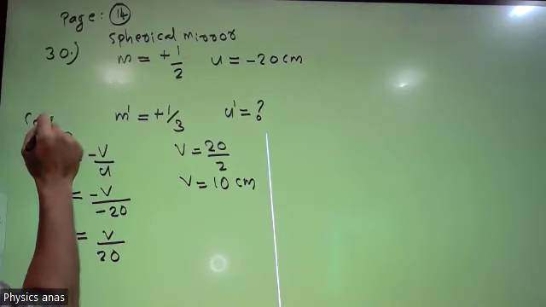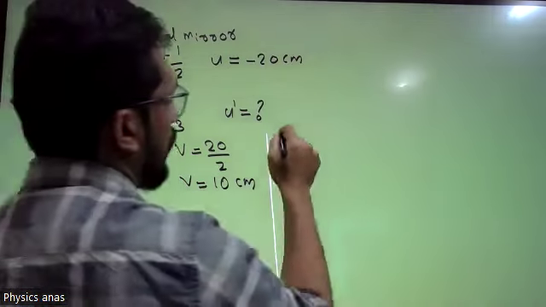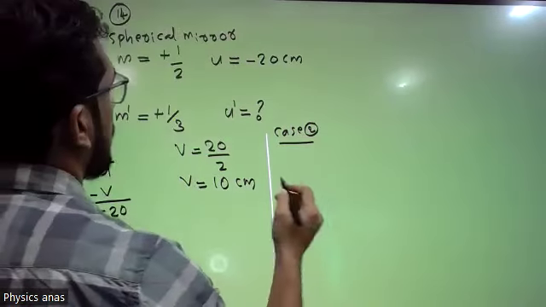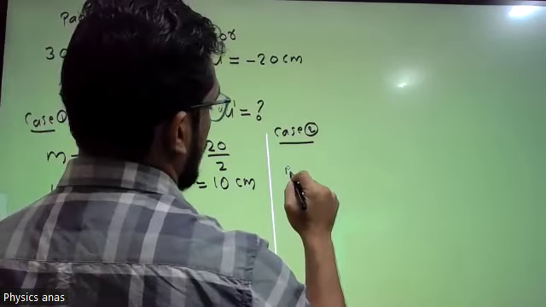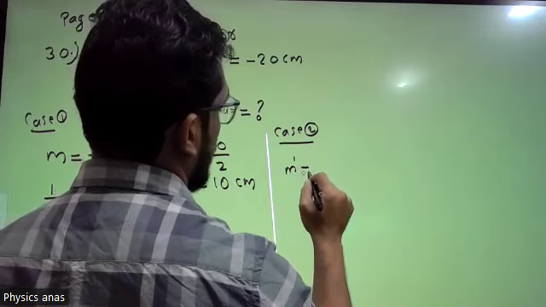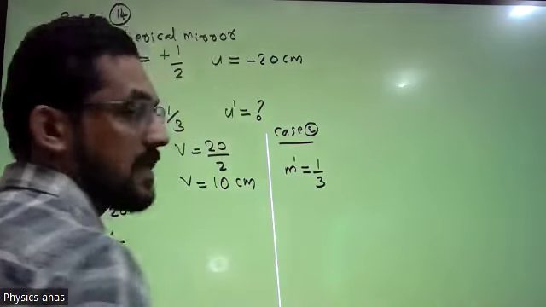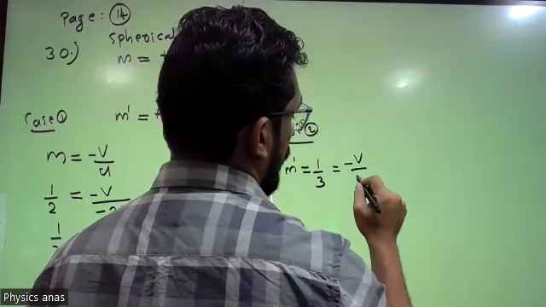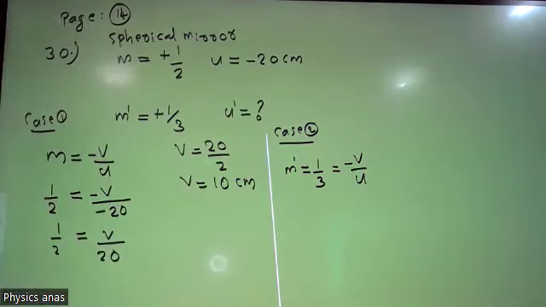This is the first case, case 1. And we are going to take case 2, the second case. There is magnification which is given as m dash is equal to 1 by 3. m dash will be what? Minus v by u. m dash will be minus v by u.